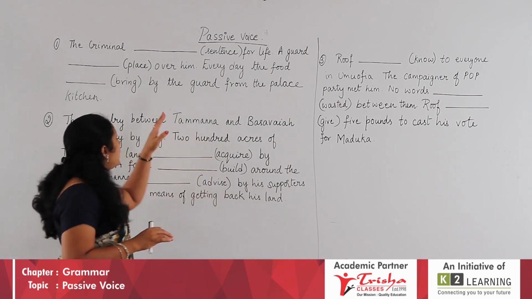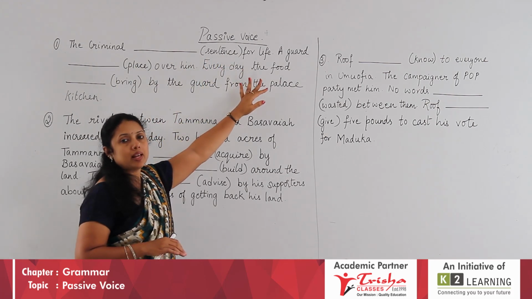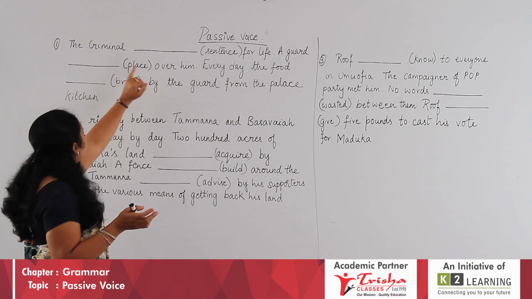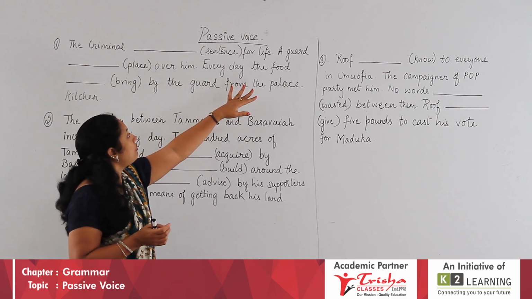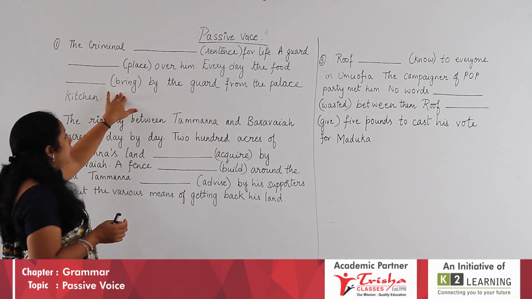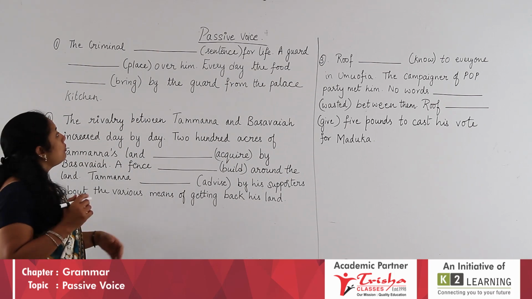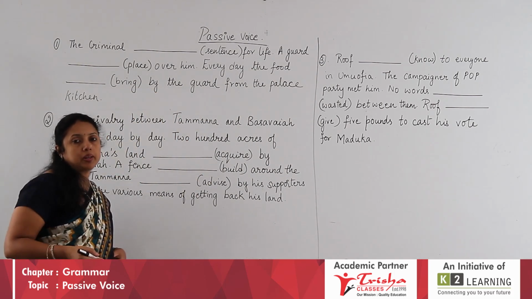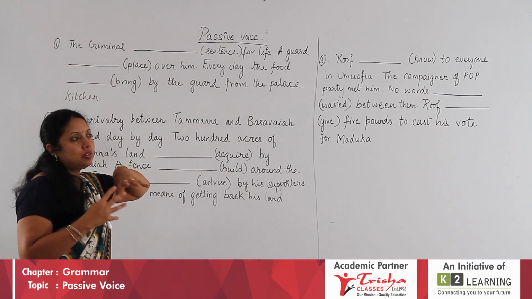The first one here: the criminal dash sentence for death, sentence for life. A guard dash over him every day. The food dash bring by the guard from the palace kitchen. So we will understand by the word by here that it has to be in passive voice. So the criminal, what was he done to?